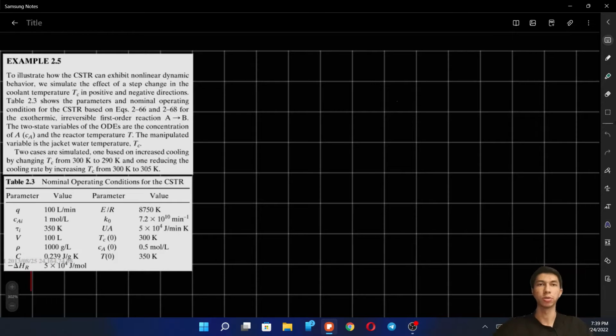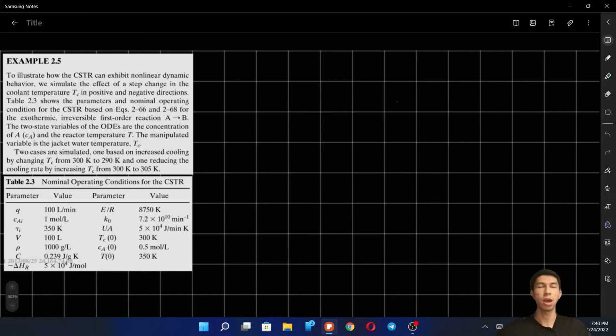Hello everyone, so today in this video we're going to cover a question related to the continuously stirred tank reactor. As we previously looked at questions related to the material balance, in this question we're going to work with both material and energy balances.